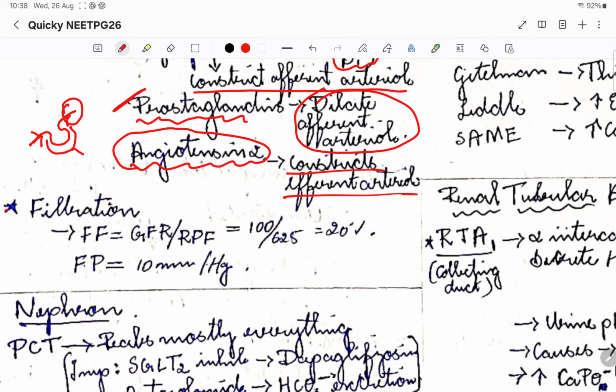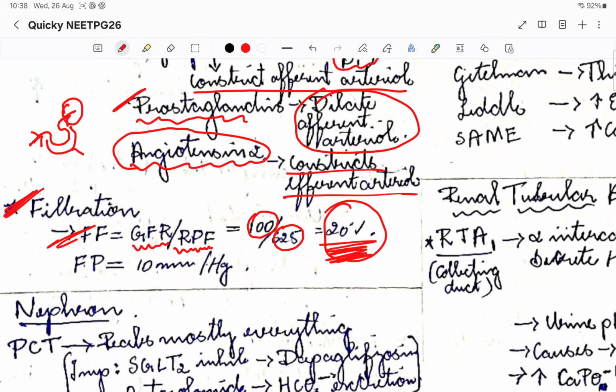Now coming to filtration, let us see the filtration fraction. Filtration fraction is the ratio of GFR to the renal plasma flow. GFR we discussed is almost 100 to 125 ml per minute, and the plasma flow is 625, so it comes to approximately 20%. So 20% is the normal filtration fraction. Please remember this, because in all the renal function tests, in any kidney injuries, this is what we are trying to elicit: the filtration fraction and the clearance of a particular substance. All these things we'll be seeing.